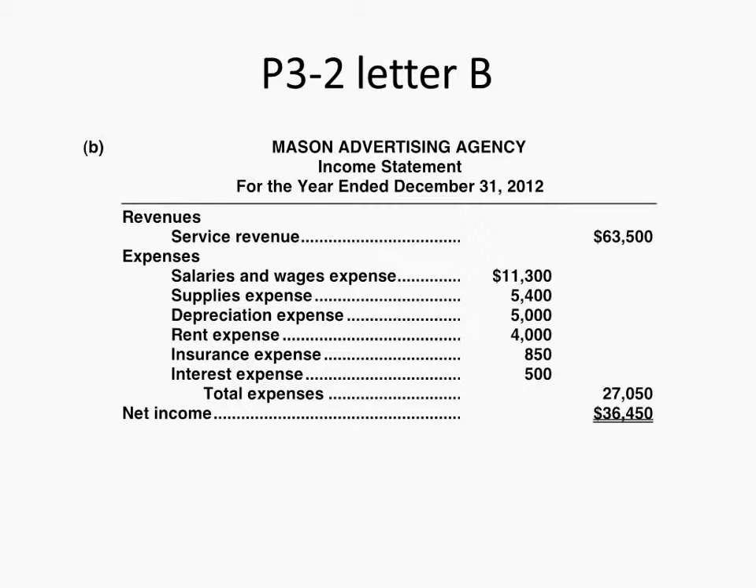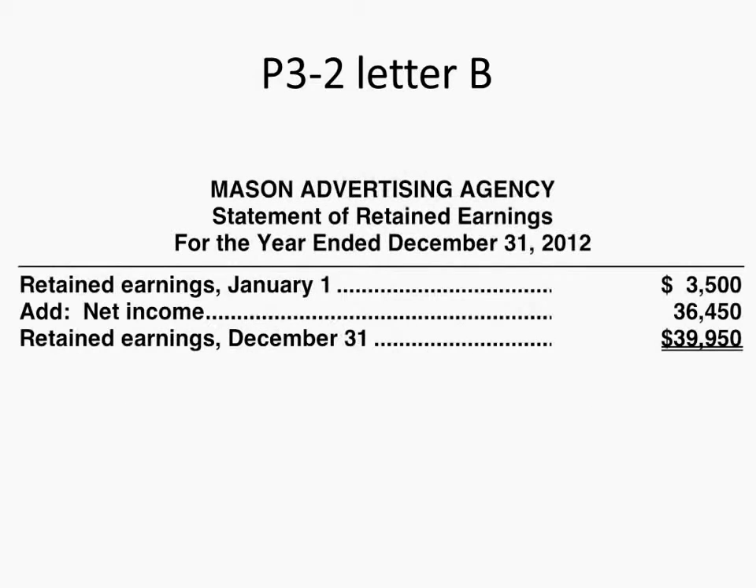From there, now the $36,450 can go to our statement of retained earnings. We had beginning retained earnings of $3,500. Add in your net income of $36,450. Ending retained earnings is $39,950. I was very pleased to see a lot of you had these numbers.